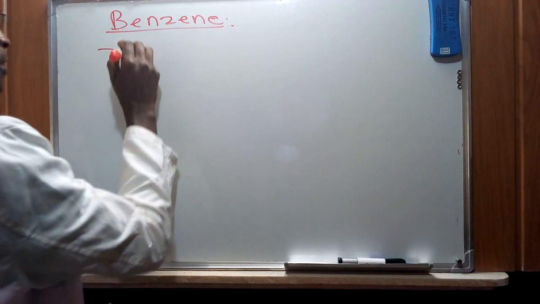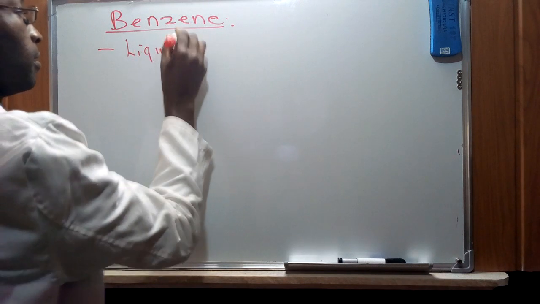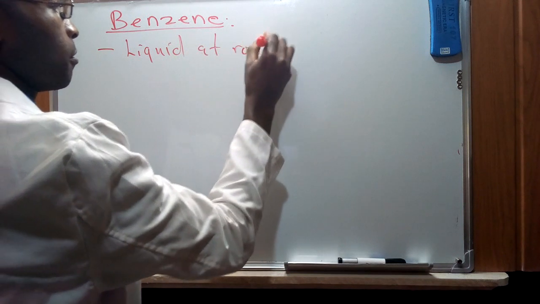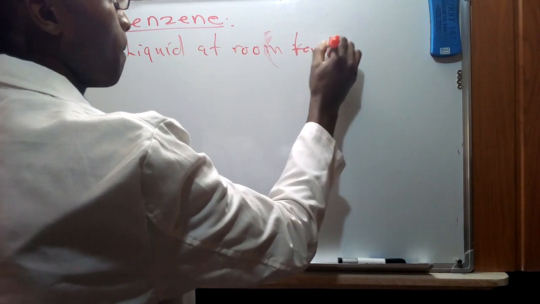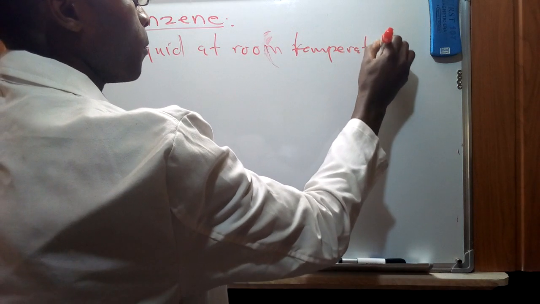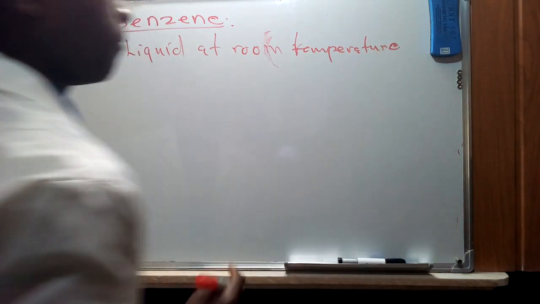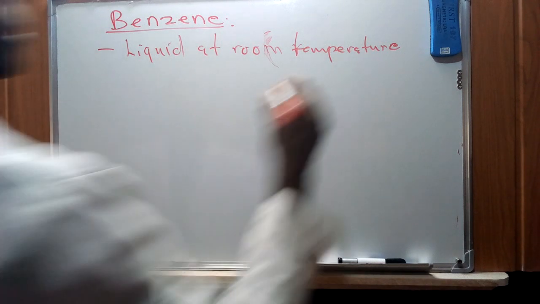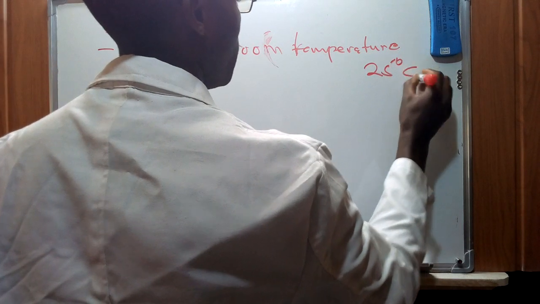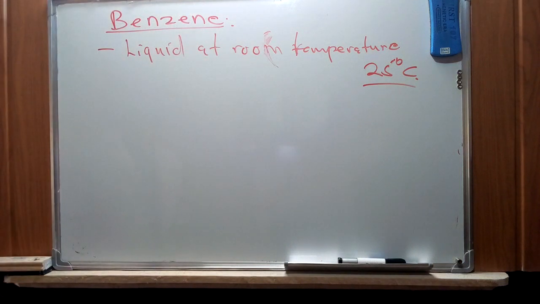So in this case, the physical properties: benzene is a liquid at room temperature. Of course, when we're studying topics in physical chemistry, we know about the standard temperature, room temperature, so we can just assume that it's 25 degrees. Of course, there are different conversions for temperature, for Fahrenheit and for Kelvin, which we have covered in some of our videos.